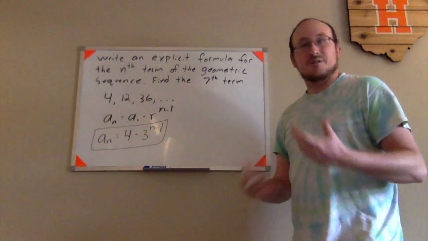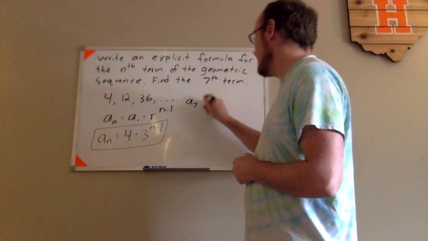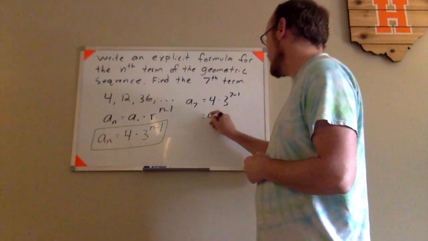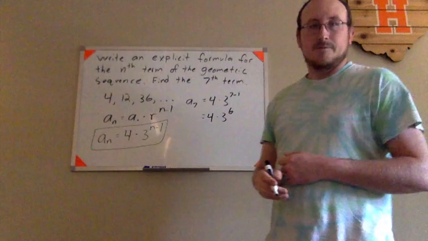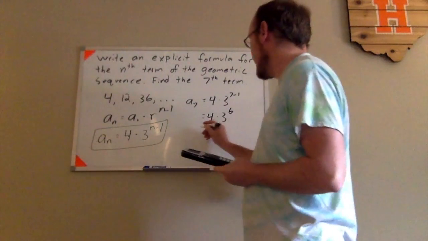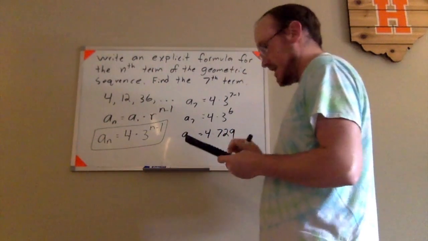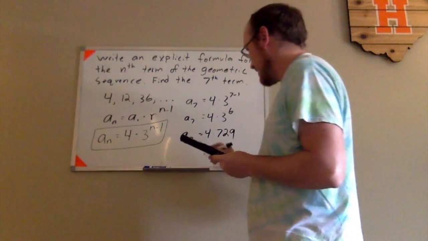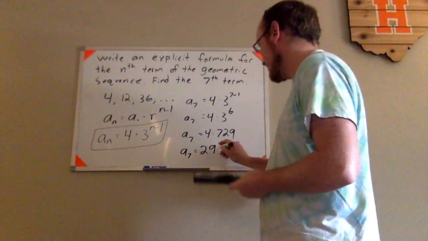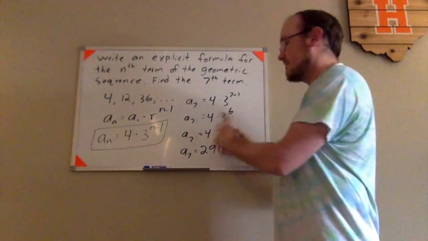Now, the question also asks me to find the 7th term of the sequence. So I'm just going to plug that in. a sub 7 will equal 4 times 3 to the 7 minus 1 power. So that's 4 times 3 to the 6th. Then I compute that. 3 to the 6th power is 729. So I have 4 times 729, and I should get that a sub 7, the 7th term of the sequence, is 2,916. So I wrote an explicit formula, and then I used my explicit formula to find a given term of the sequence.